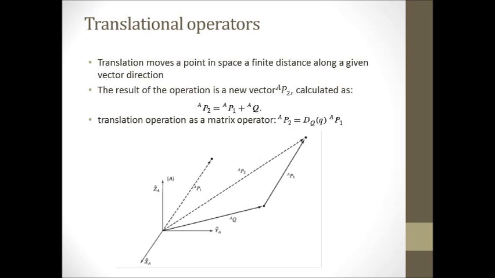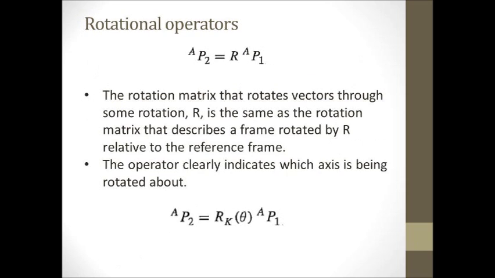The rotational operators explain how we can rotate a vector. This operation is written as a vector AP2, rotated, equal to the rotation matrix R times vector AP1. The rotation matrix that rotates vectors through some rotation R is the same as the rotation matrix that describes a frame rotated by R relative to the reference frame.